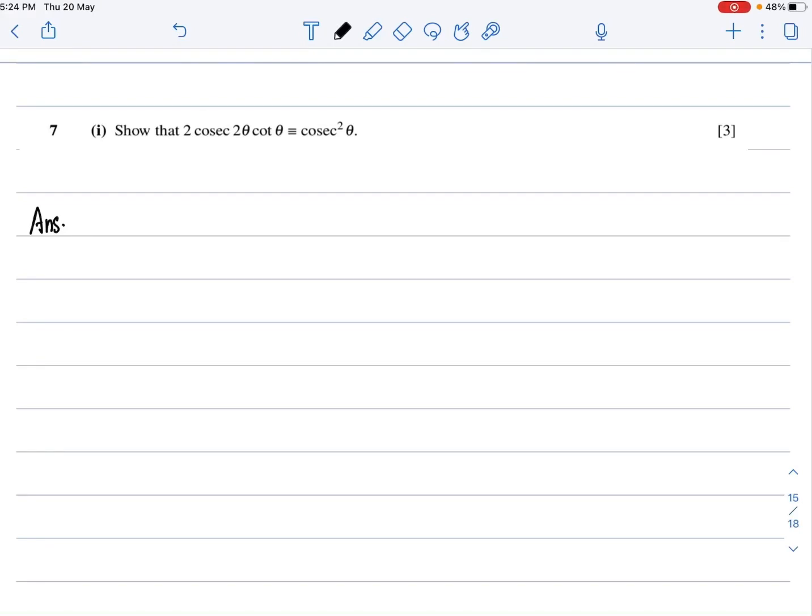This is the seventh question of the paper. As you can see, I need to show that 2 cosec 2 theta cot theta is equivalent to cosec square theta. So now I can basically write this as 2 into cosec, I know is 1 over sine. So I can write this as 1 over sine 2 theta into, I know cot theta can be written as cos theta over sine theta.